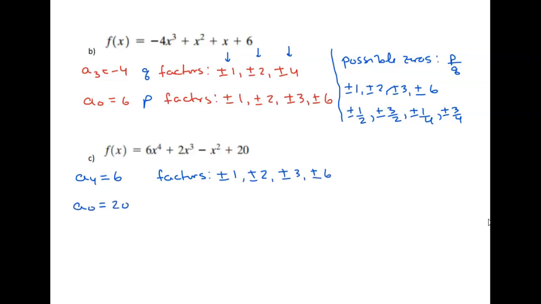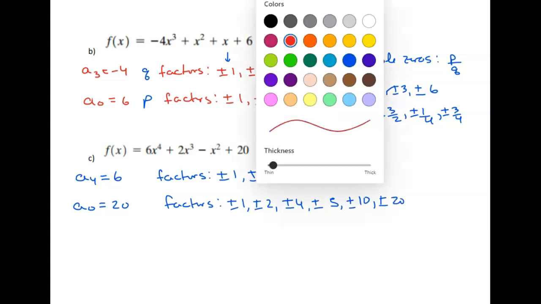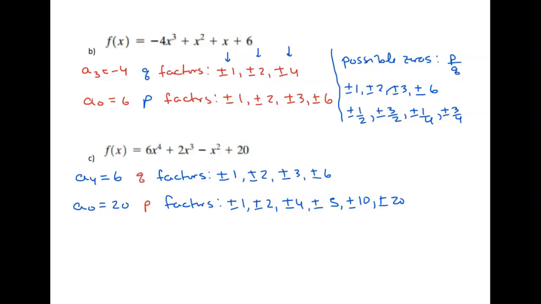A0 is 20, the constant term. The factors here are plus or minus 1, plus or minus 2, plus or minus 4, plus or minus 5, plus or minus 10, and plus or minus 20. Alright, lots of them. So these are my P's and my Q's. Okay, so possible zeros are P's over Q's. So go through all of them divided by each of these in turn.